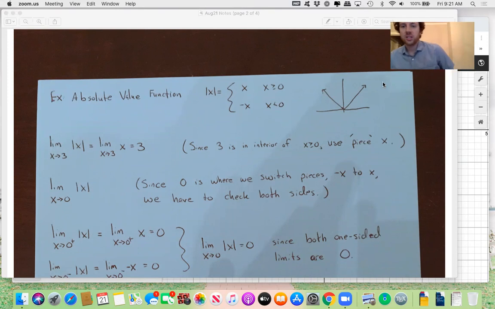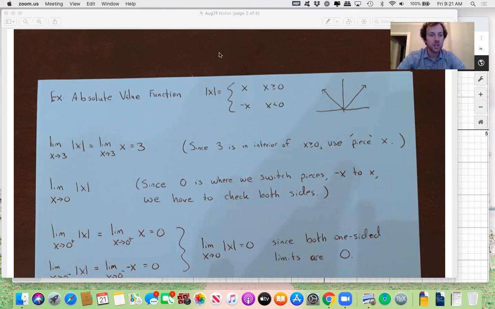So we'll use this as our example piecewise function, but the way that we approach piecewise functions, there are really two cases. One is you're at a point where you switch from one piece to the other piece. So here, that would be 0. 0 is the point in the middle where you go from using x to using minus x. But also, you might want to find a limit not at a switching point. And that second case is actually the easier one.